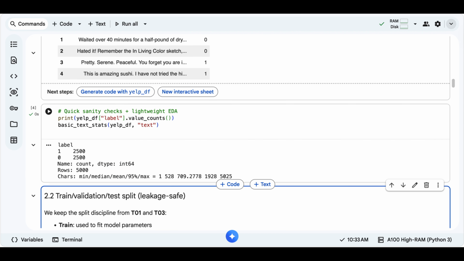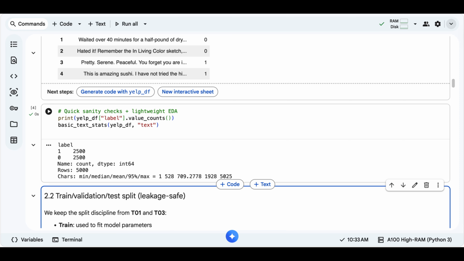Here we do a quick sanity check. The class counts confirm a perfect 50-50 balance, which means accuracy will be easy to interpret. We also look at text length. The median review length is 528 characters, the mean is about 709, and the longest reviews are much longer. That tells us customer text varies widely in length.